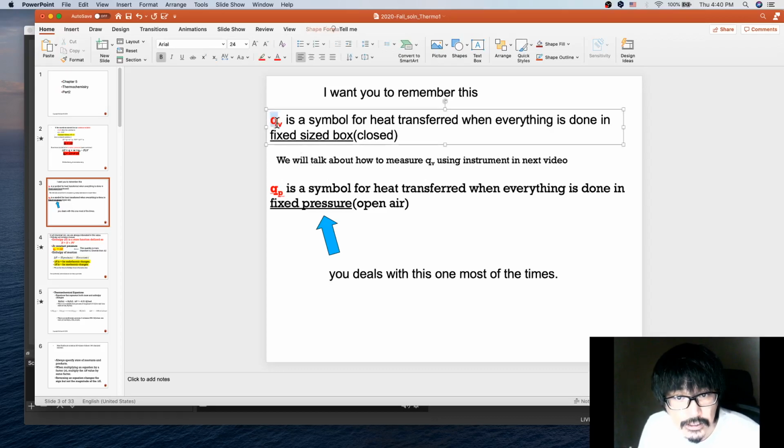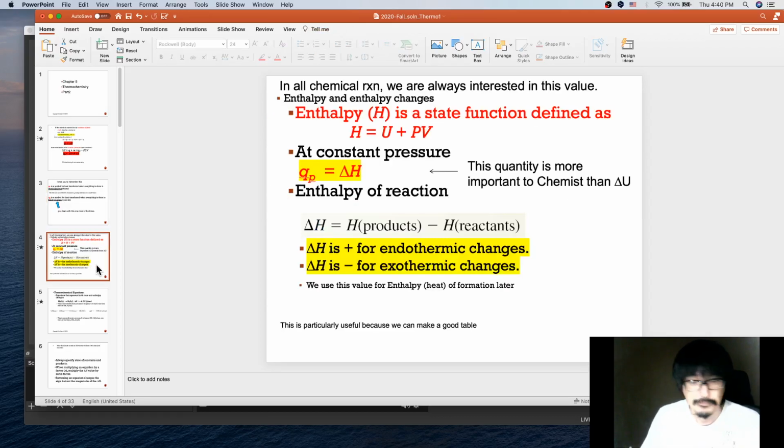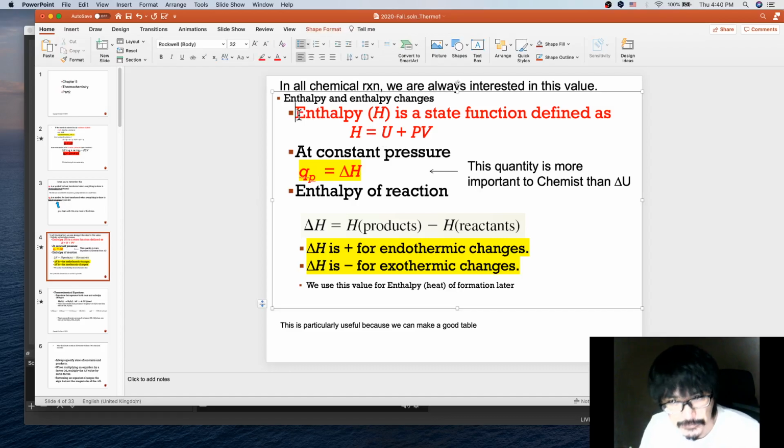I think I actually talked about this one. Q_V is everything done in a fixed size box, the closed container. Q_P is a fixed pressure, open air, right? We're going to talk about Q_V in the next videos, but for Q_P we didn't really talk about that one yet, so I'm going to talk about Q_P first.